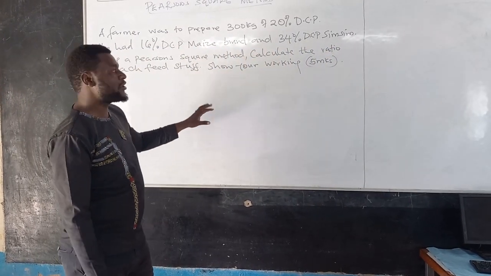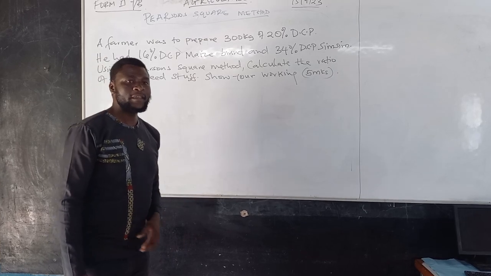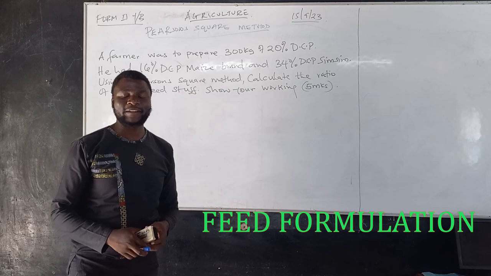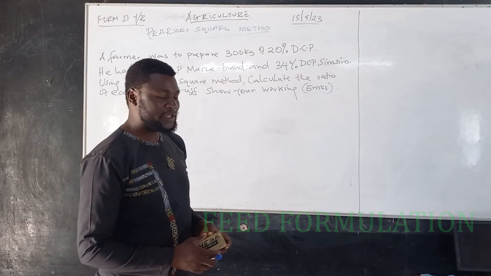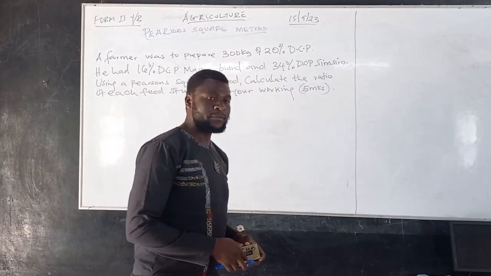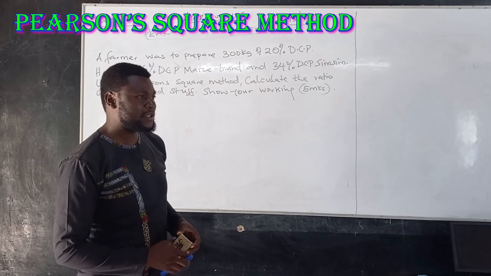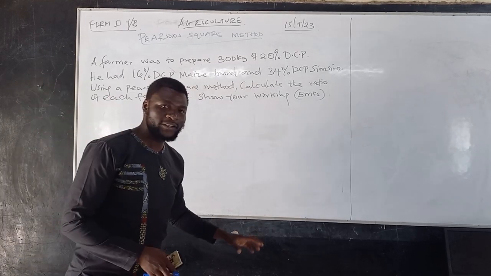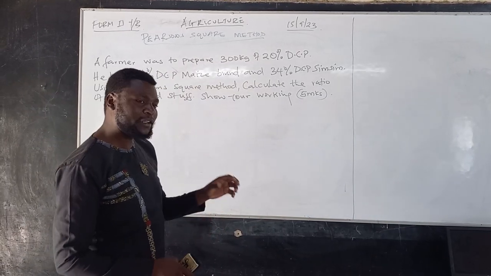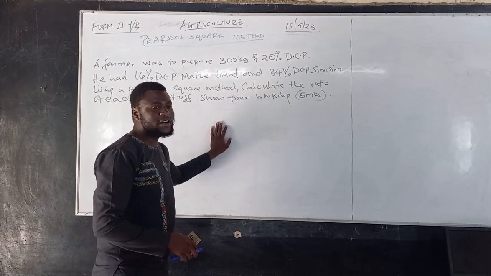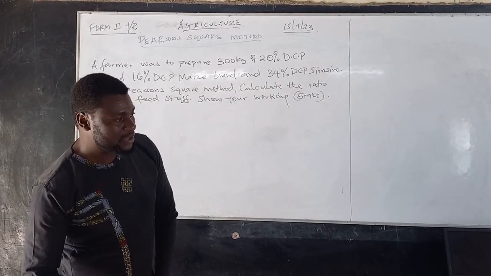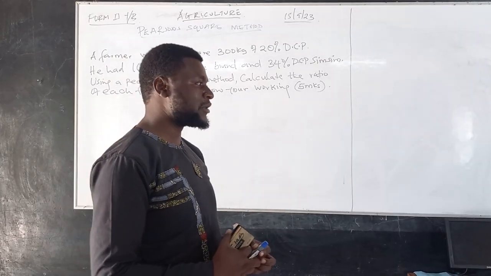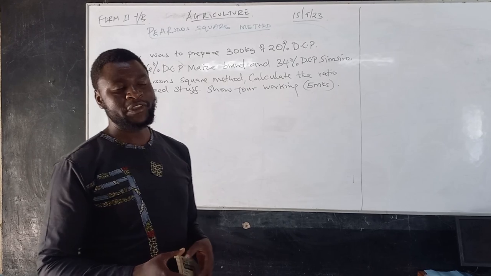Today we want to learn about feed formulation, specifically the Pearson square method, and how we can formulate feed for fish, for poultry, for cattle and all that. The procedure we want to use is the Pearson square method, because we cannot use a graphical method or computer method at this particular level.